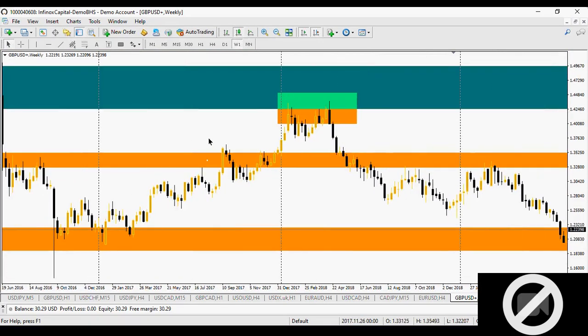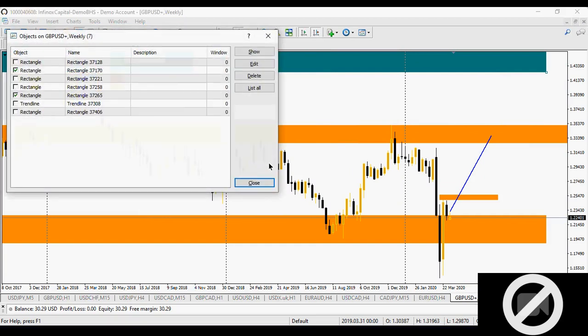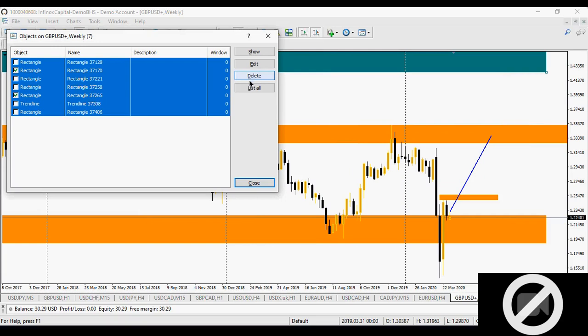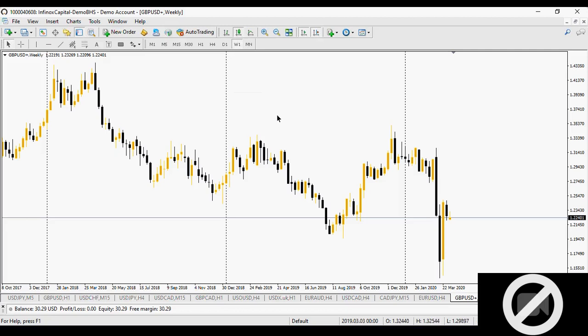Now, how do we use this majorly for trading? This goes to where we start our analysis. Let me clear the screen again. What I just did is Control B and then Control A, to delete all the drawings I put on the chart. Okay, so it's clear again. Now, how do we use support and resistance to trade?